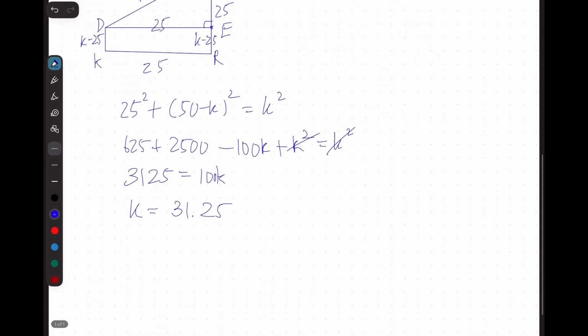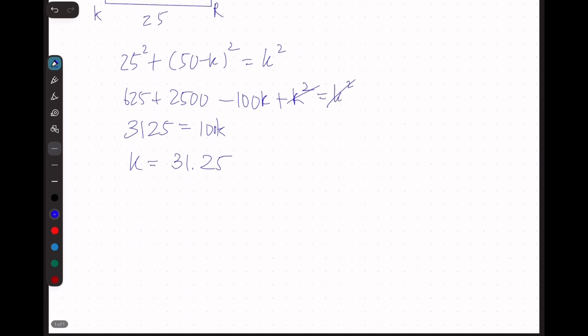Now, the perimeter of ABCD is 4 times K, since there are 4 sides. So 31.25 times 4 equals 125. So the answer is 125.